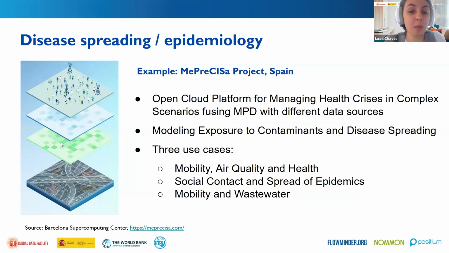Another example is the Me Precisa project, an open cloud platform designed to manage health crises in complex scenarios in Spain. It combines mobile phone data with multiple other sources to model exposure to contaminants and track disease spread. The project has three main use cases: mobility, air quality, and health, similar to the air quality platform of the city of Madrid; social contact and the spread of epidemics; and mobility and wastewater monitoring. By integrating these datasets, the Me Precisa platform will provide actionable insights to support public health decision-making during crises.